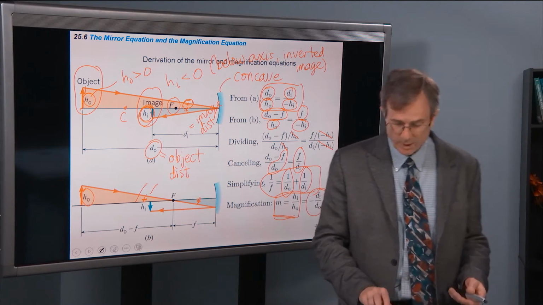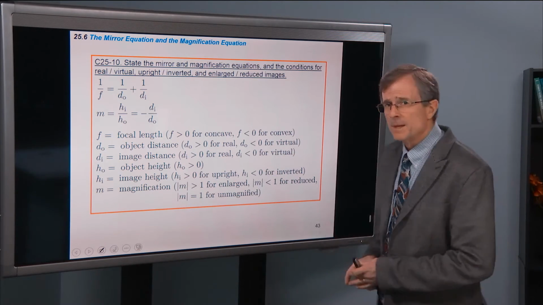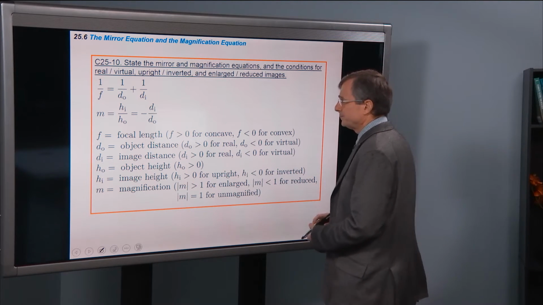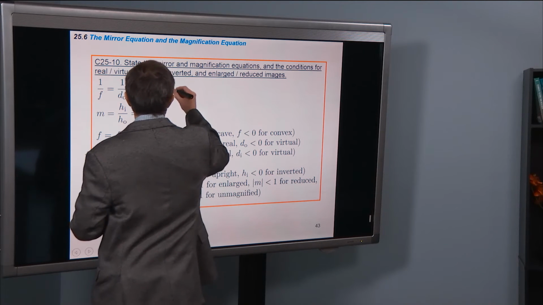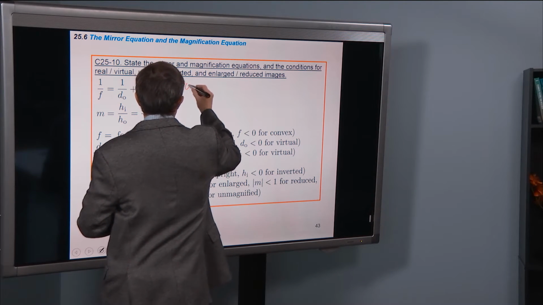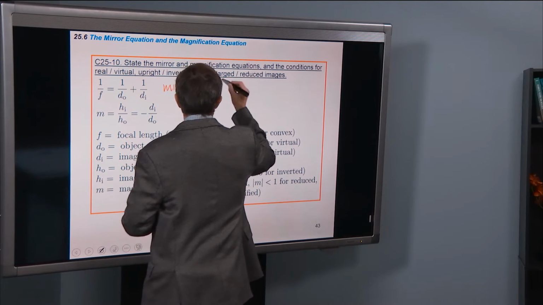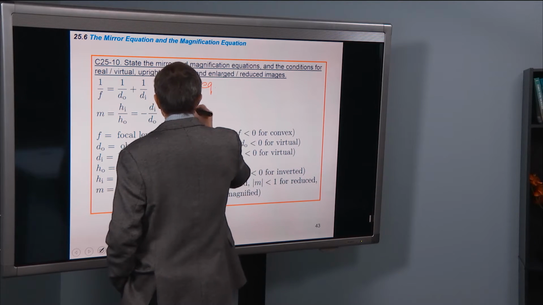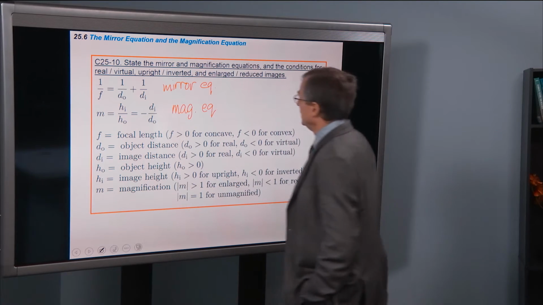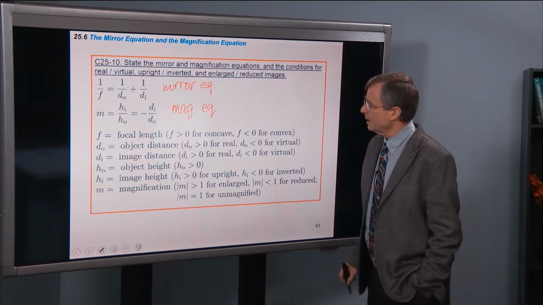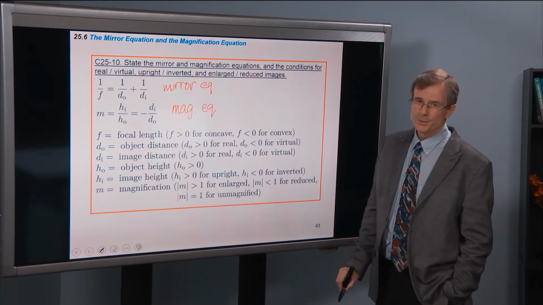So, bottom line, it's a lot of math, is this concept. The mirror equation. And the magnification equation. And the conditions for real, virtual, upright, inverted, and enlarged and reduced.